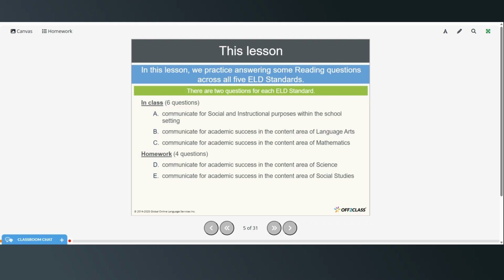So in this lesson, we practice answering some reading questions across all 5 ELD standards. There are 2 questions for each ELD standard. So communicate for social and instructional purposes within the school setting, in the content area of language arts, and in the content area of mathematics for in-class situations, and then homework situations in the content area of science and social studies.